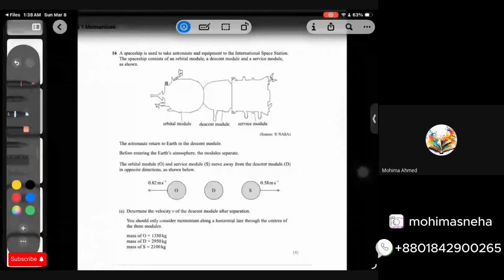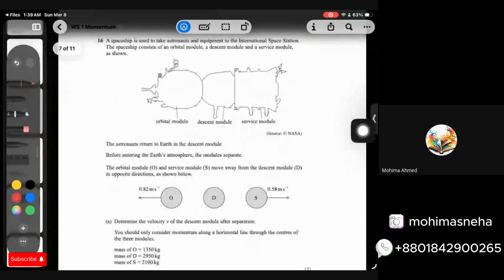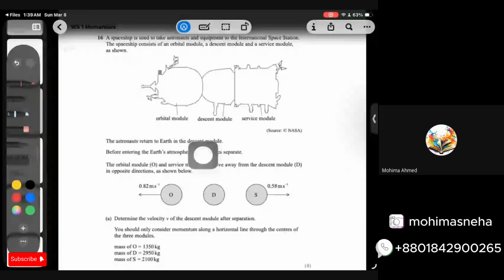So over here, they're saying that a spaceship is used to take astronauts and equipment to the International Space Station, and these spaceships contain an orbital module, a descent module, and a service module. Okay, so this is orbital. In the middle, you have your descent, and finally, you have your service module, as shown in the figure. The astronaut returned to Earth in the descent module. Only this one actually returns to the Earth. The service and orbital maybe get lost during the process.